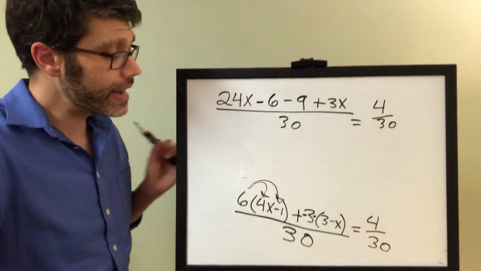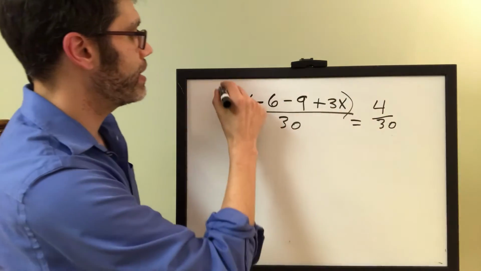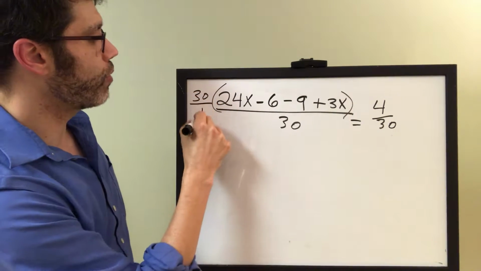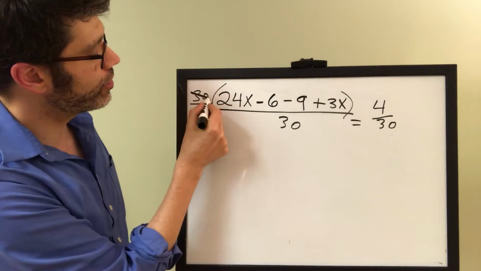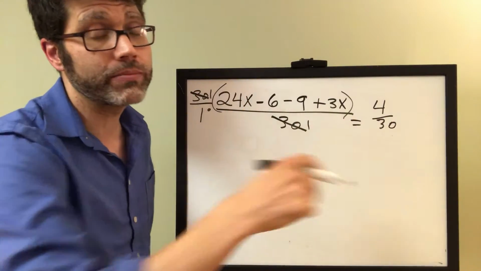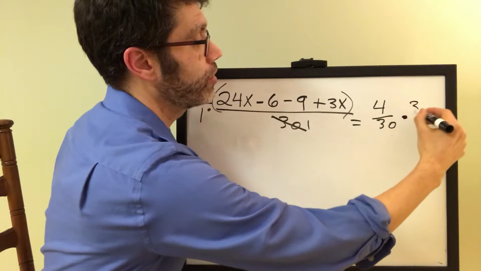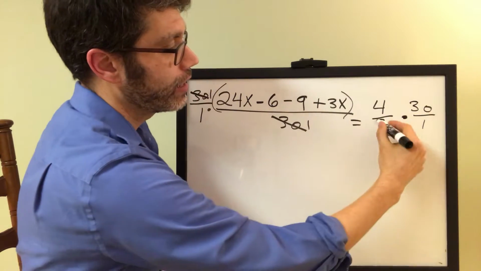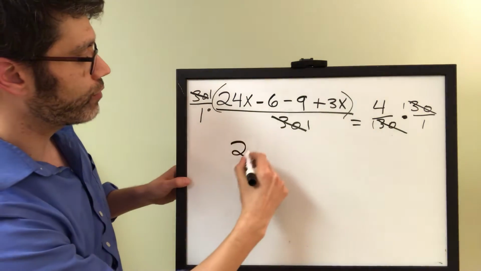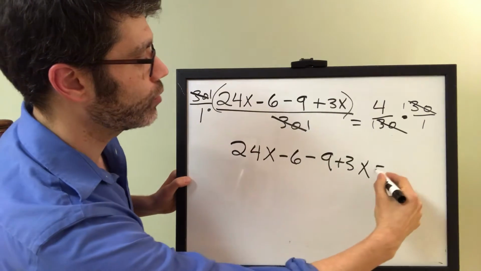Okay. Now, since the numerator over here is clearly more than one term, we're going to want to wrap it in a parentheses. Okay? To get rid of this 30 in the denominator, let's multiply it by 30 over 1. All right? Because now these 30s cross out to just cancel 1s. Whatever we do to one side, we have to do to the other because, again, it is balancing an equation, making sure it's always balanced. So we're going to multiply this side by 30 over 1 as well. Lo and behold, those cancel out to 1s. So long story short, we're left with 24x minus 6 minus 9 plus 3x equals 4.